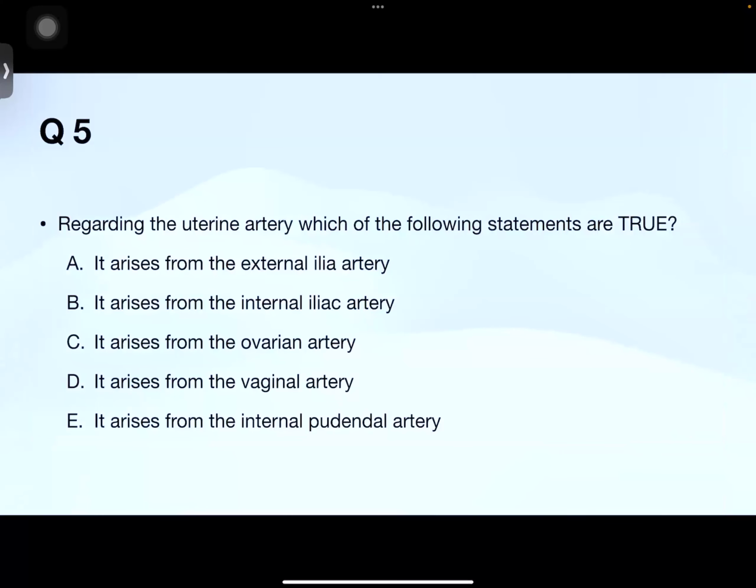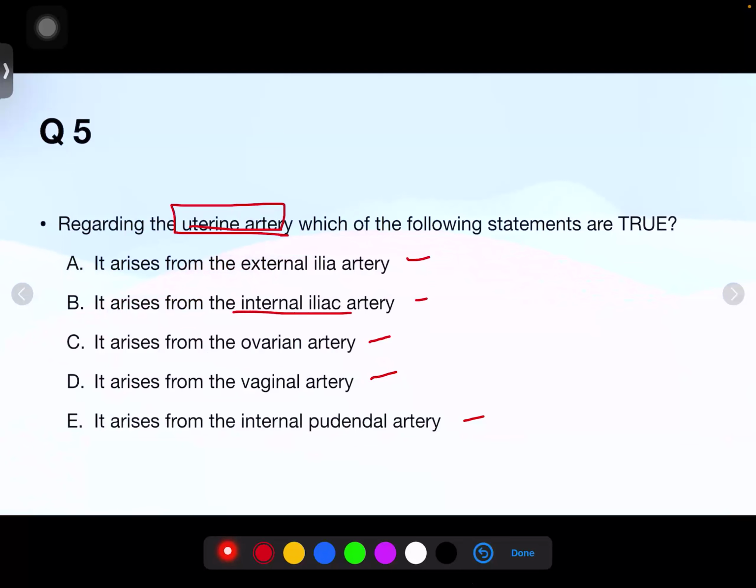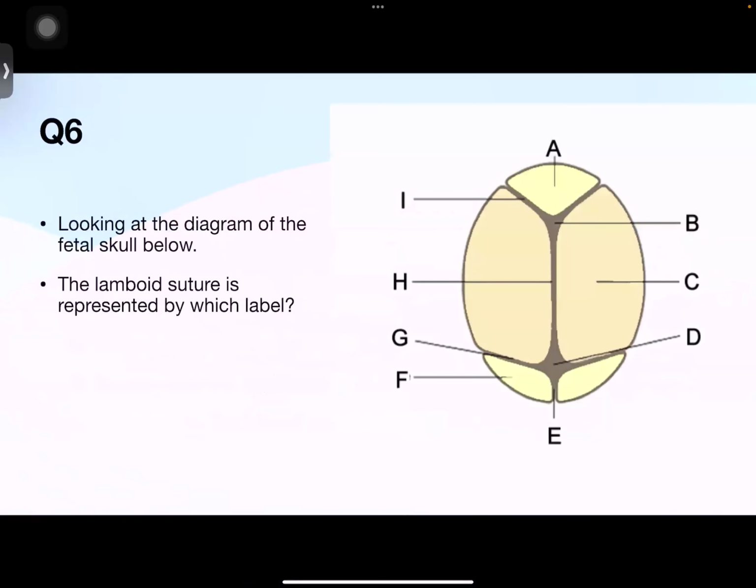Okay, so next would be regarding the uterine artery, which of the following statements are true? It arises from... Okay, so they are asking about the origin. They are asking external iliac, internal iliac, ovarian, vaginal, internal pudendal artery. Okay, so that's a very easy question. It arises from the internal iliac artery.